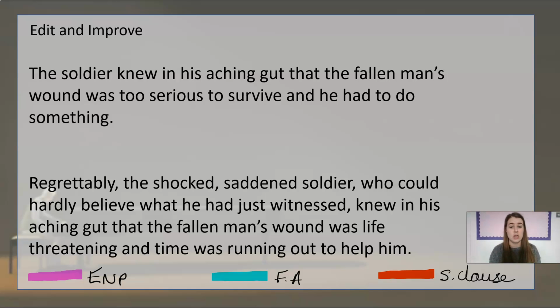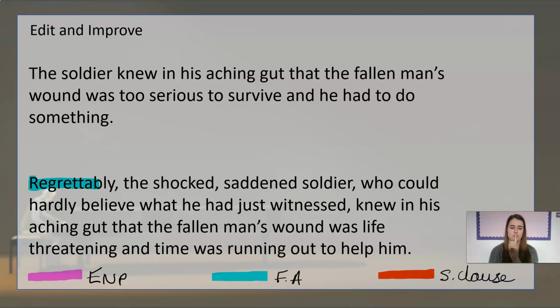Regrettably, the shocked, saddened soldier. That was a tongue twister I hadn't realised. The shocked, saddened soldier, who could hardly believe what he had just witnessed, knew in his aching gut that the fallen man's wounds was life-threatening and time was running out to help him. Okay? So I just want you to pause the video and have a think. Where have I used an expanded noun phrase, my fronted adverbial, and a subordinate clause? Pause the video and have a think.